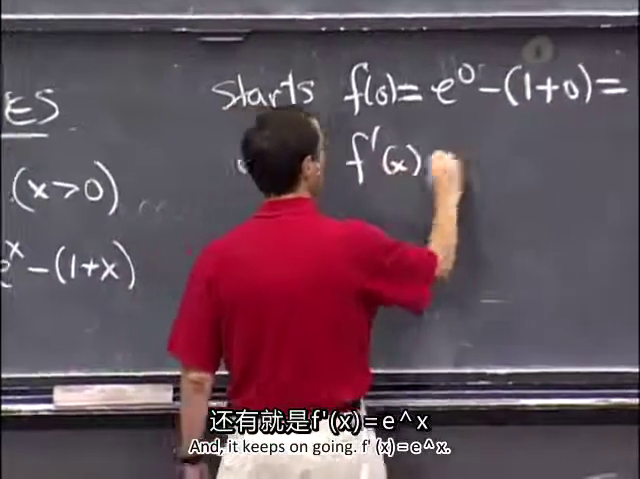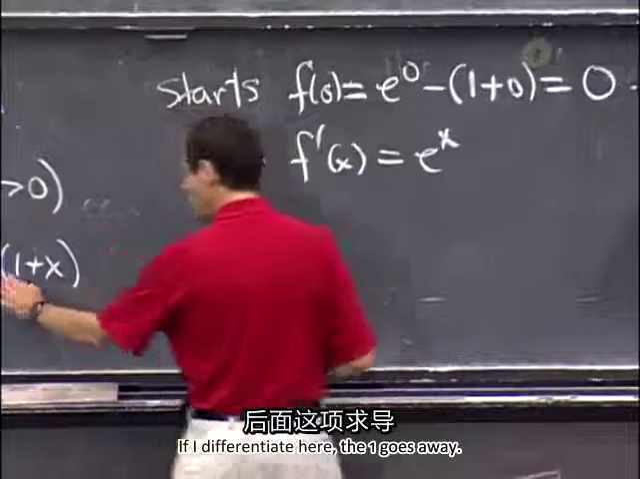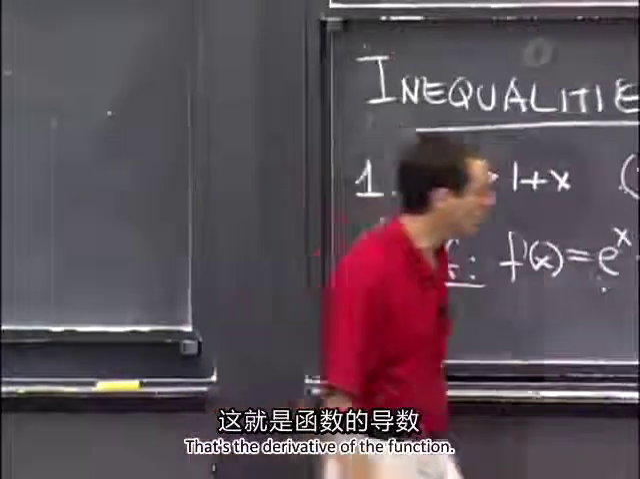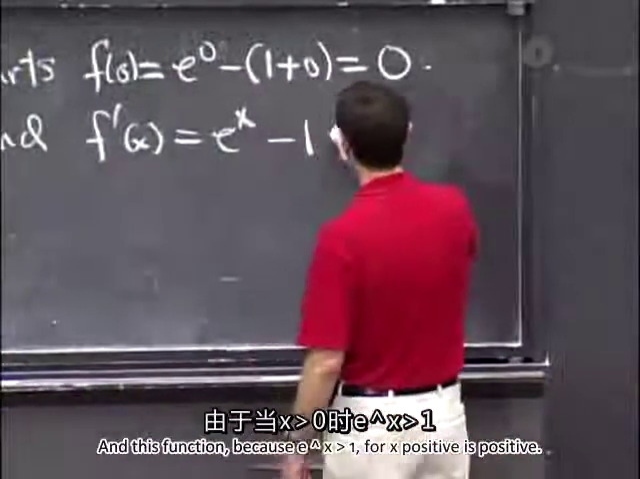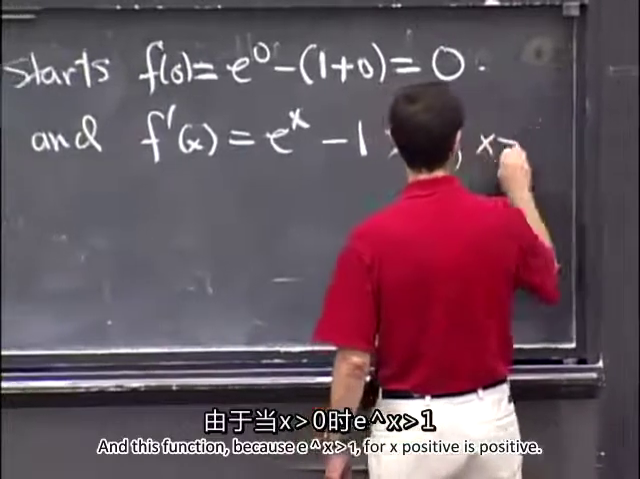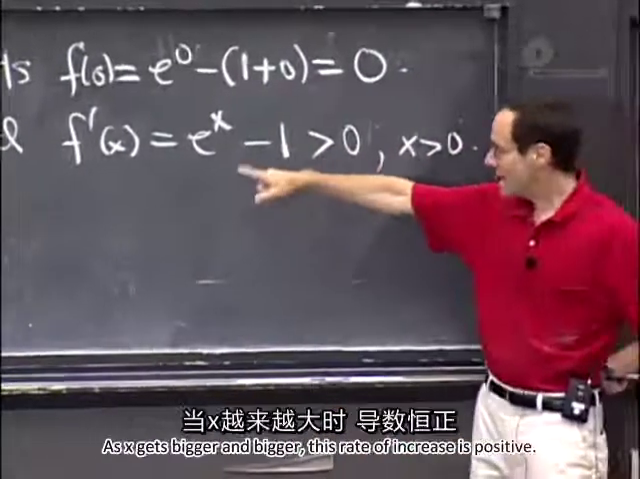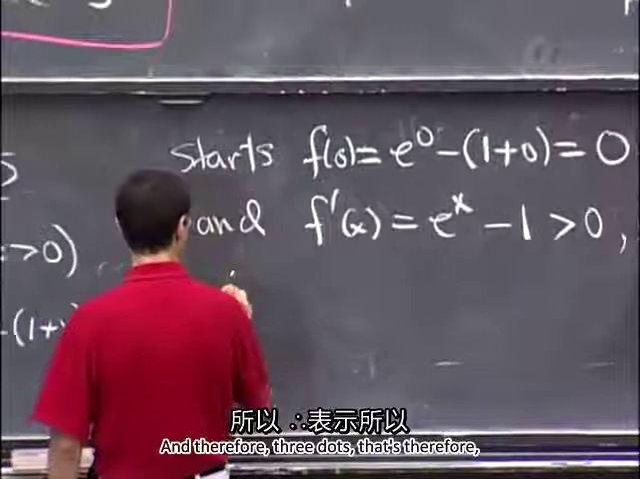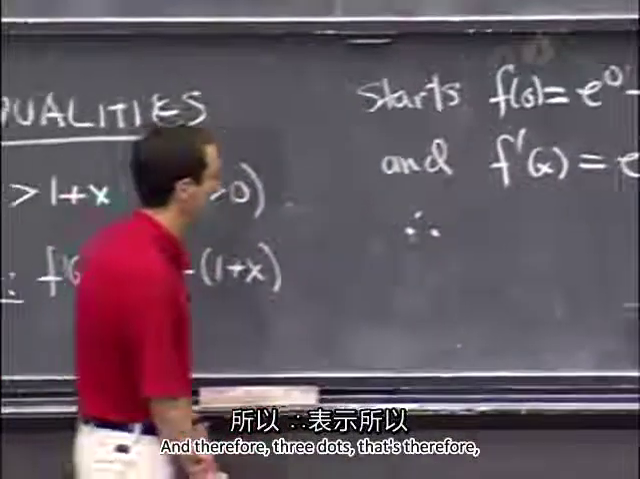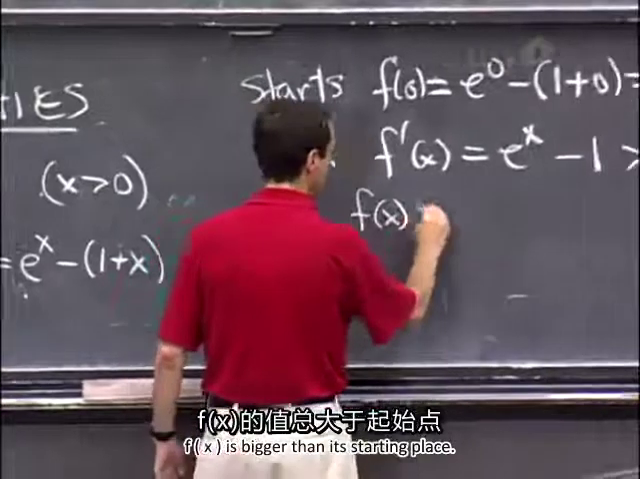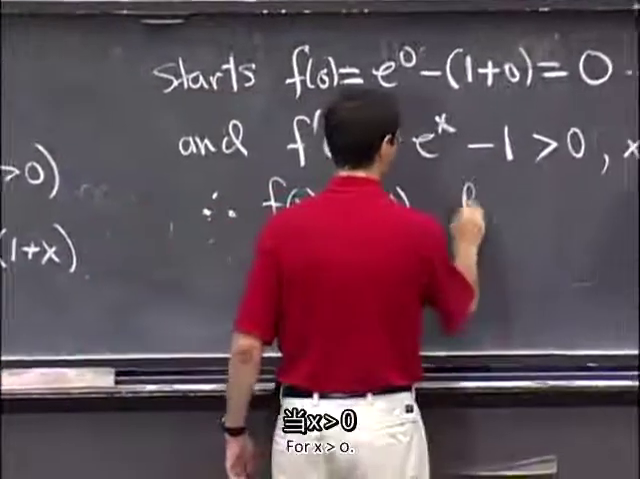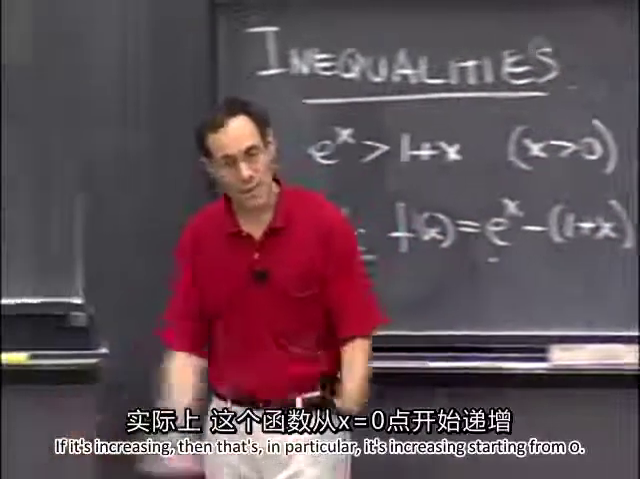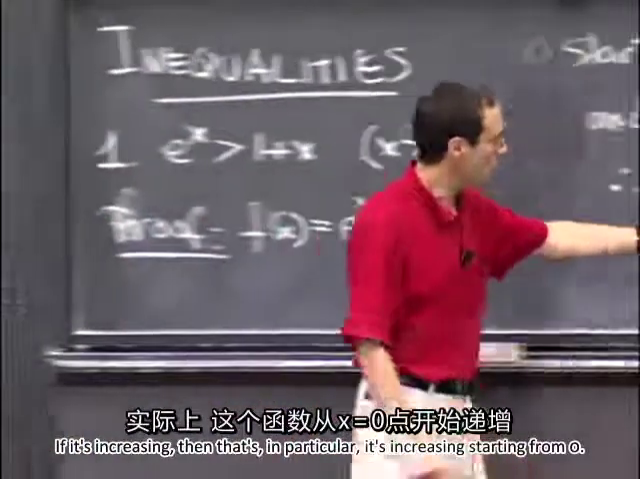f'(x) is e^x. If I differentiate here, the 1 goes away, I get minus 1. That's the derivative of the function. And this function, because e^x is bigger than 1 for x positive, is positive for x positive. As x gets bigger and bigger, this rate of increase is positive. And therefore, f(x) is bigger than its starting place for x bigger than 0. If it's increasing, then in particular, it's increasing starting from 0.